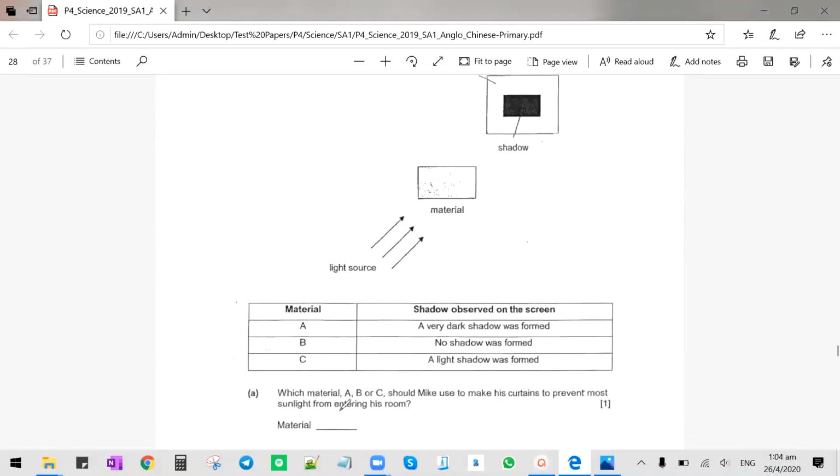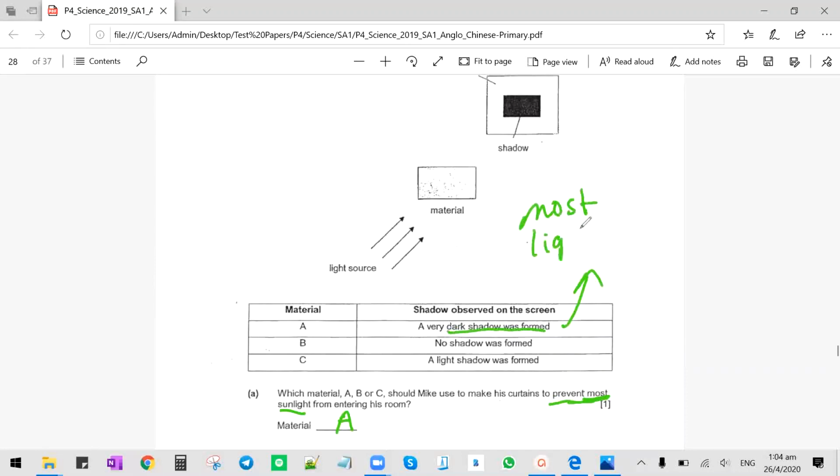So which one should he use to prevent most light from entering? Prevent most light from entering. So he should use material A, of course, because a very dark shadow was formed, which means most light is blocked. A lot of light is blocked. That's why the dark shadow is formed.